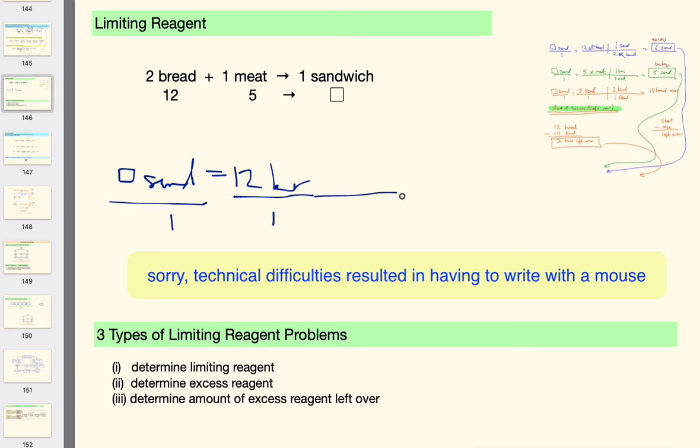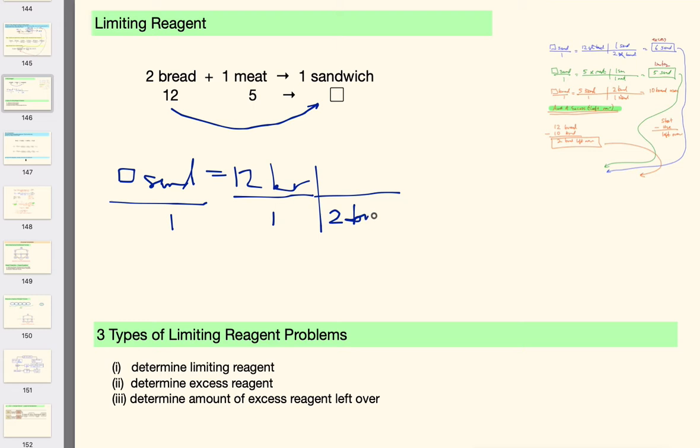Okay, so what do I have to do? I have a one-step conversion. I have to go from bread to sandwiches. And what's my conversion factor? I know for every 2 breads, I get 1 sandwich. Now, I know you could do this in your head, but I'm just trying to illustrate this for you. Okay, so what do we get? 12 divided by 2 is 6, so you can see you're going to get 6 sandwiches.